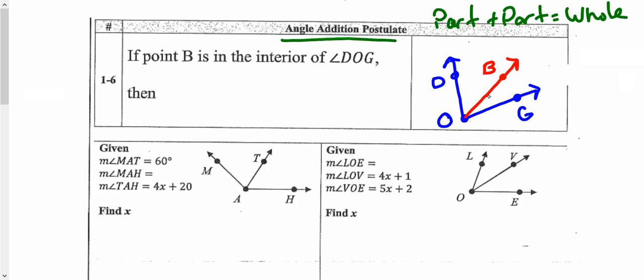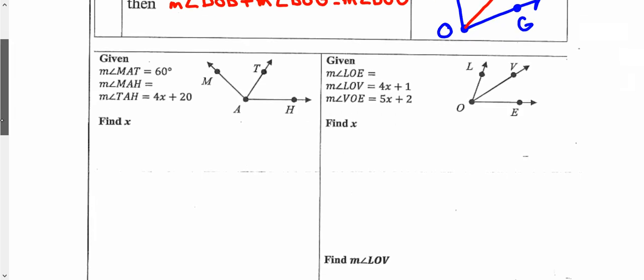But what you can say is that the measure of angle DOB plus the measure of angle BOG is equal to the measure of angle DOG. So it's the part plus the part equals the whole thing. Let's come down here and solve some problems.